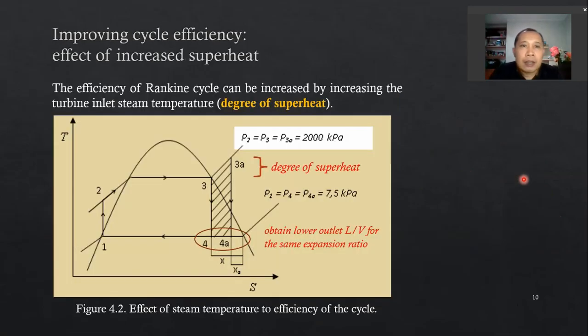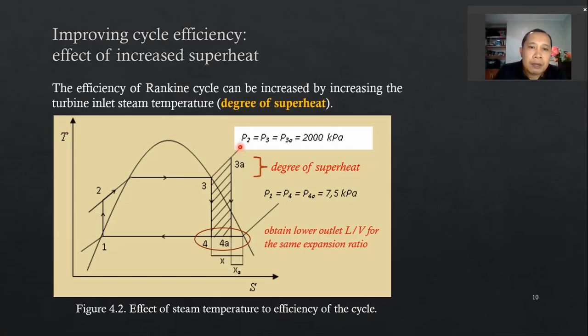All right, now let's take a look at some of the ways that we can do to improve cycle efficiency. The first one is to increase the degree of inlet steam superheat. Okay, so we move that way. Right, this is the degree of superheat. So if you move that way, right? If you move that way at constant pressure, then what you do is you increase the degree of superheat.